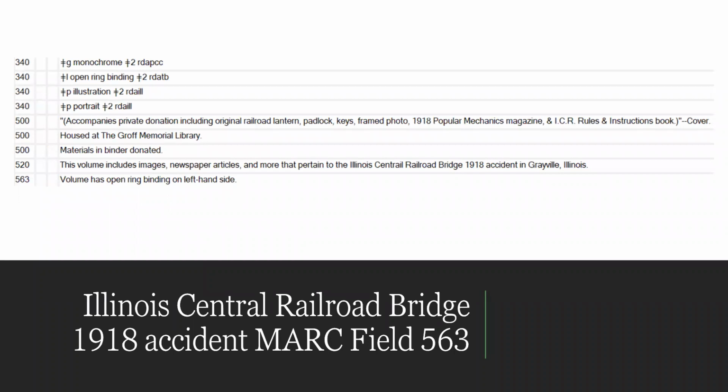Okay, so let's look at the Illinois Central Railroad Bridge 1918 accident. So this has a 563 field for binding information. I've included the 340 fields and the 563 field. As you can see, the 340 subfield L informs us that this manifestation has open ring binding, while the 563 expands on that information by providing the detail that the open ring binding is on the left-hand side. Having a 340 subfield L and a 563 field is allowed.